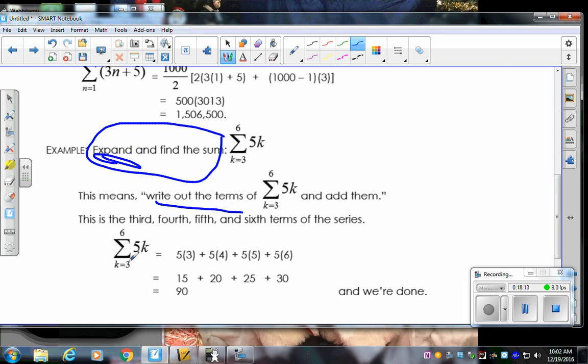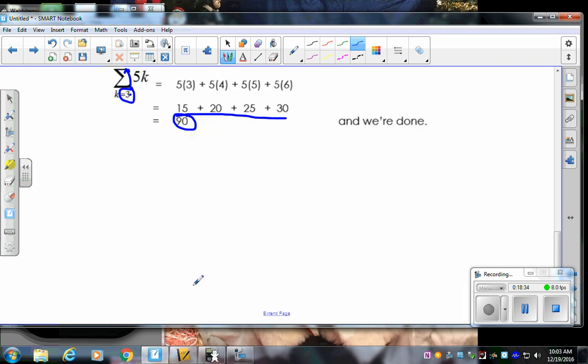So notice in this case, I'm not starting at the first term. I'm starting at 3 and I'm going up to 6. So I started by plugging 3 in. So 5 times 3, which gave me 15. Then 5 times 4, 5 times 5, 5 times 6. And it's saying expand and find. So here's the expanded form because it's all the 4 terms. And then I'm adding them together to get the sum. That's it. And then we're done.